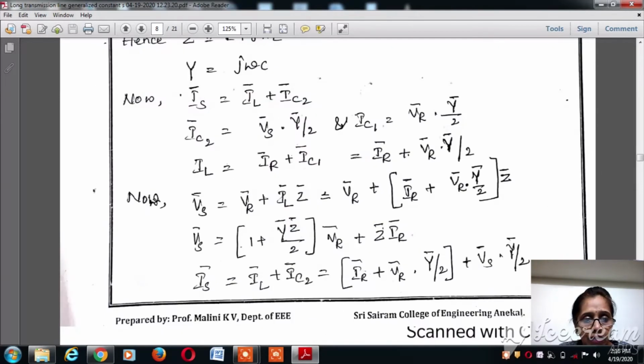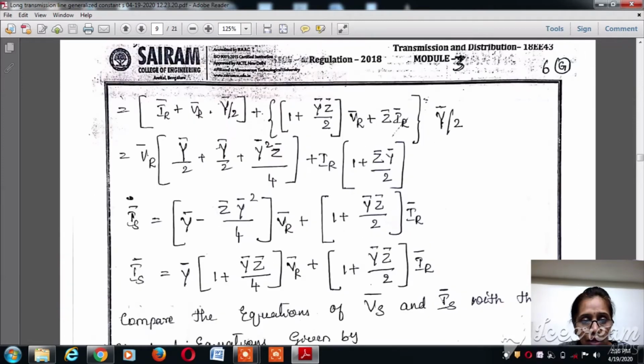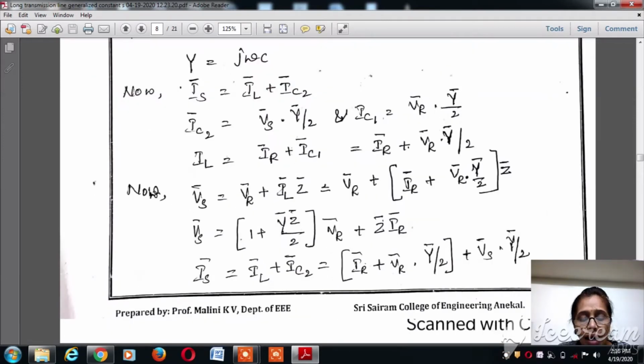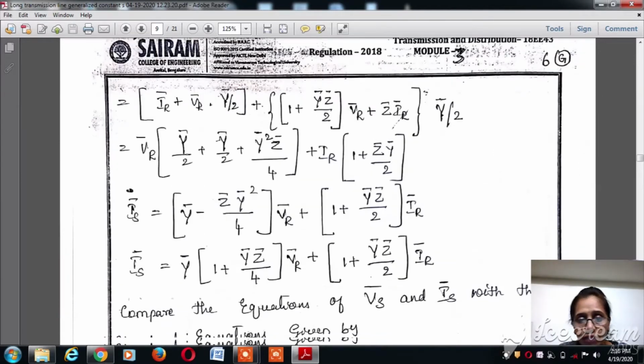Similarly, write the equation for Vs: Vs is equal to 1 plus YZ divided by 2 into VR plus IR into Z, taking the common term out. Now IS is equal to IL plus IC2. IL is IR plus VR into Y divided by 2, and IC2 is Vs into Y divided by 2.